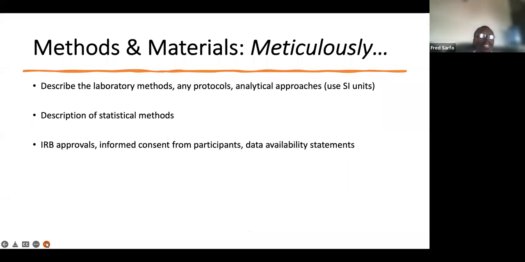But because research must be ethically done, within your methods section, you must report where you got your IRB approval. You must also report that, if you are doing a study in humans, you obtained informed consent.